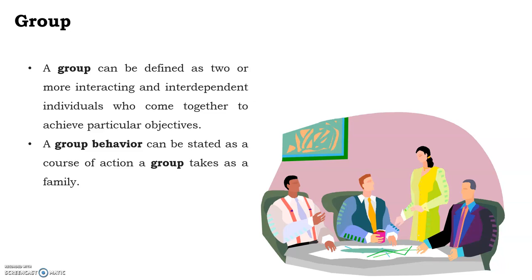First, we should know what is a group and what is group behavior. A group can be defined as two or more interacting and interdependent individuals who come together to achieve particular objectives. So every group should have some common objectives, and each member is a part of the group, and they are interacting with each other to achieve the common objective. A group behavior can be stated as the course of action a group takes as a family.